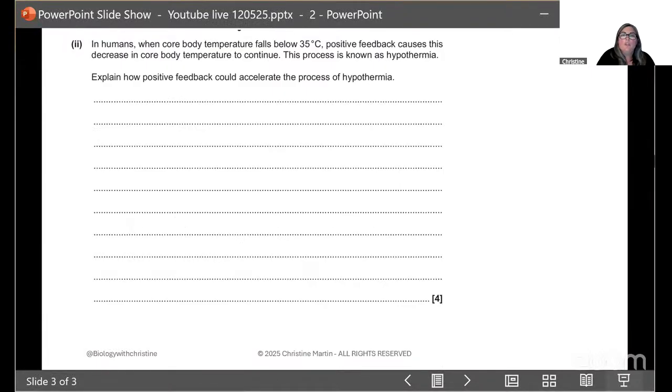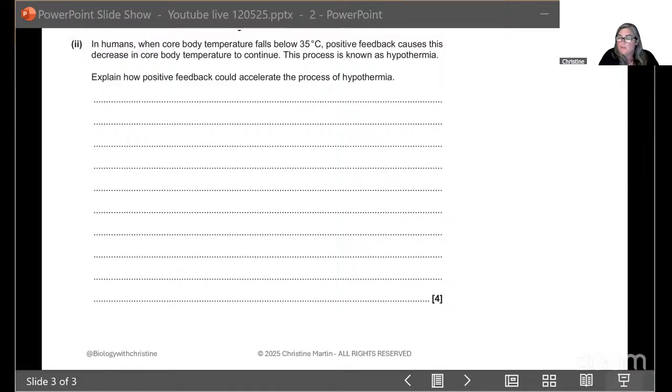Okay, so when we're looking at this question here, the key thing for us to note is they want to know about positive feedback. So what do you know about positive feedback? Whenever you get a question like this, they expect you to be able to use your definitions and apply it to the question that's in hand. So if we think about positive feedback, we need to think about the fact that we are actually increasing the magnitude of whatever the stimulus is.